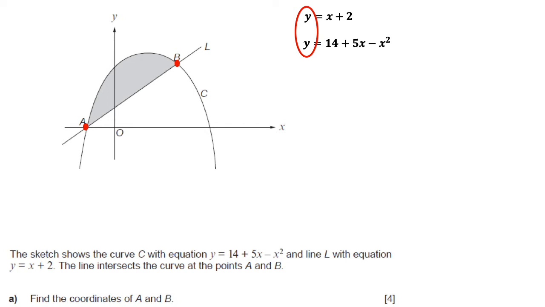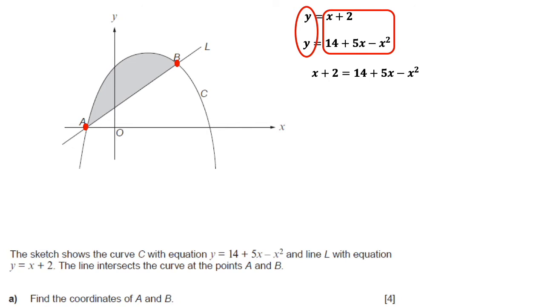Now, if these two values are the same, it means that the right-hand side must also be equal. If y is equal to x plus 2, as well as 14 plus 5x minus x squared, then x plus 2 must also be equal to 14 plus 5x minus x squared. And what we've done here is formed an equation where we can now solve to work out the values of x.